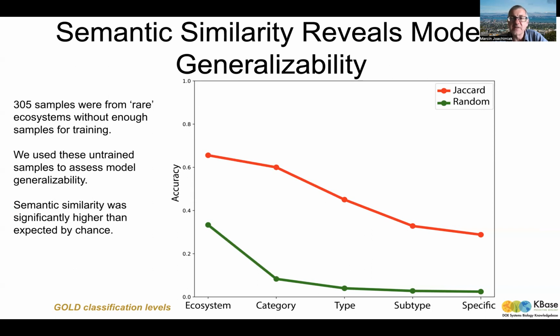In red is the line based on semantic similarity that measures the overlap in the individual terms in the classification path between the predicted label and the true label from the unseen ecosystems. And you can see that the model does much better than random, even at the higher resolution levels. So we think there is some degree of generalizability from this analysis.